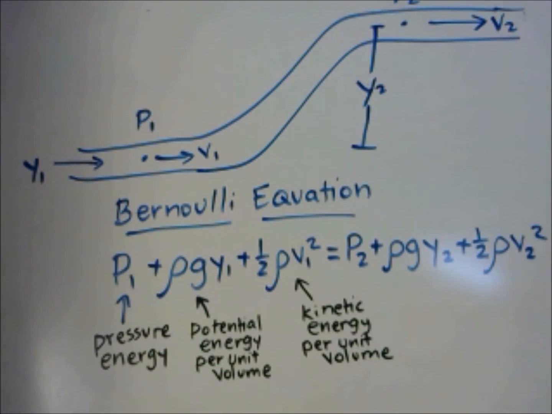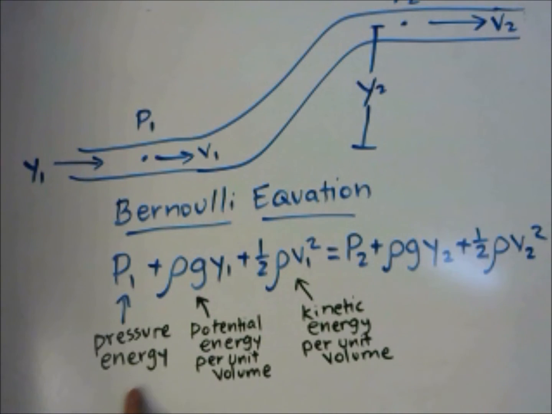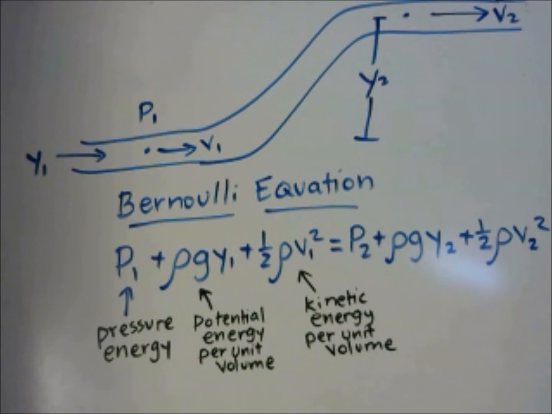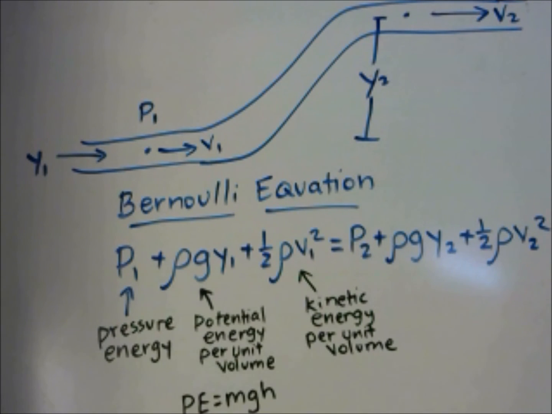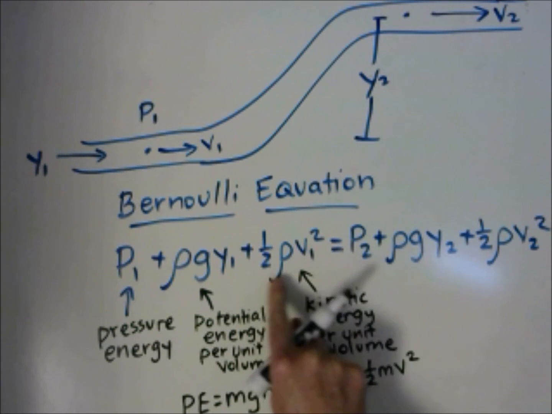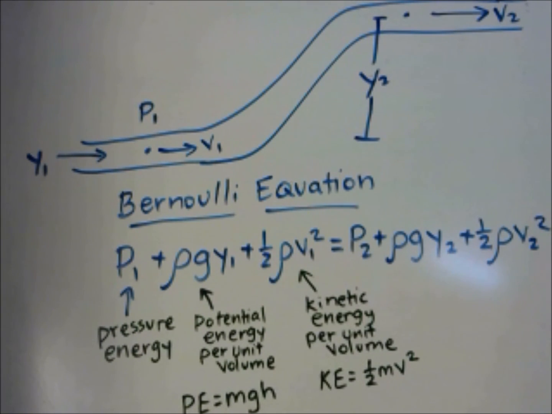We can also look at this equation as a variation of the conservation of energy equation. This is the equivalent of pressure energy. This section is the equivalent of potential energy per unit volume, and it looks similar to our equation for potential energy. PE equals mgh or mgy. The only difference is we've divided by volume, so it's per unit volume. This is similar to our equation for kinetic energy, which is 1/2 mv squared. Here we have rho instead of m, so it's mass per unit volume times velocity squared.